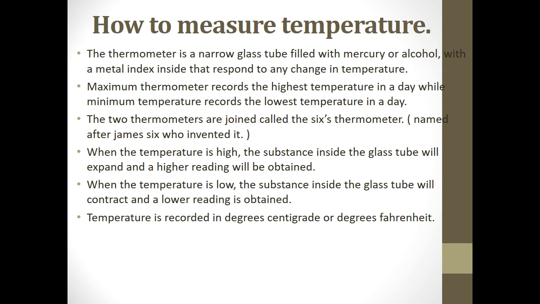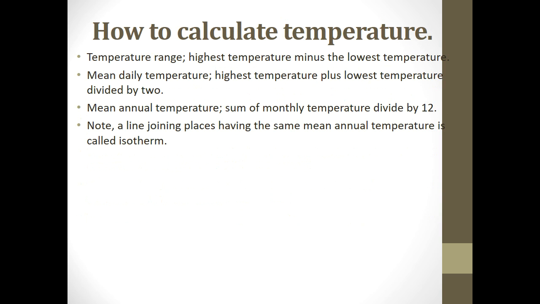Normally, when the temperature is high, the substance inside the glass tube will expand and a higher reading will be obtained. But when the temperature is low, the substance inside the glass tube will contract and a lower reading is obtained. Temperature is recorded in degrees centigrade or degrees Fahrenheit. We shall look at some simple calculations of temperature.